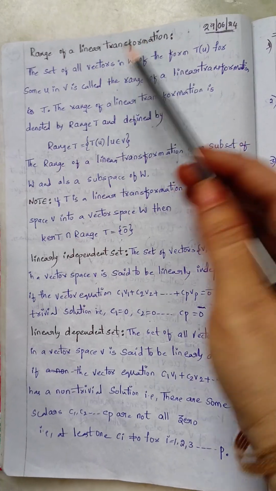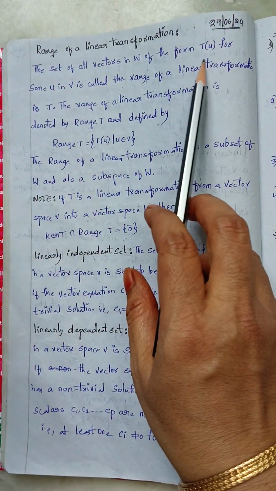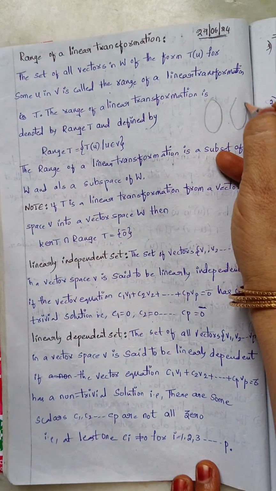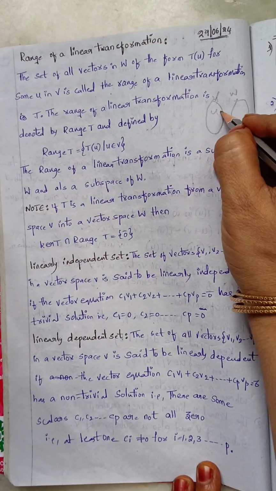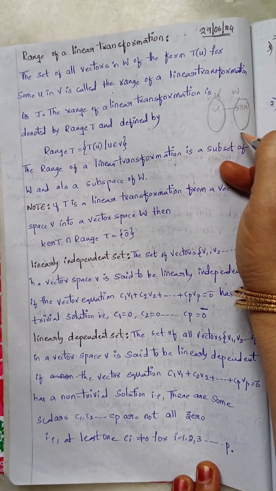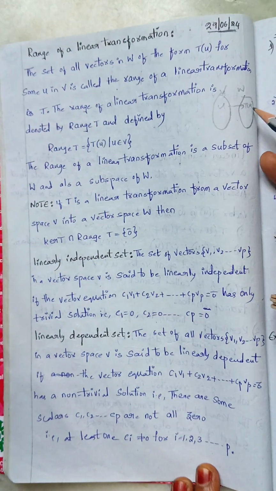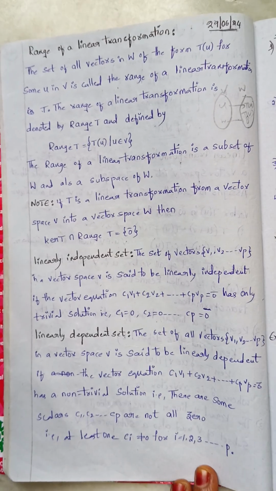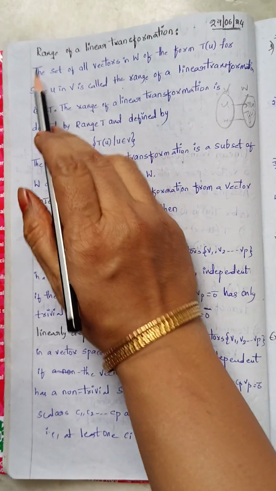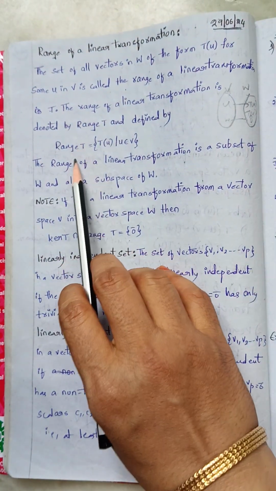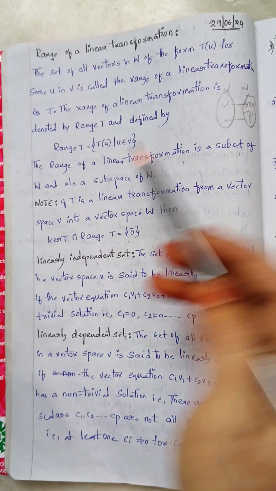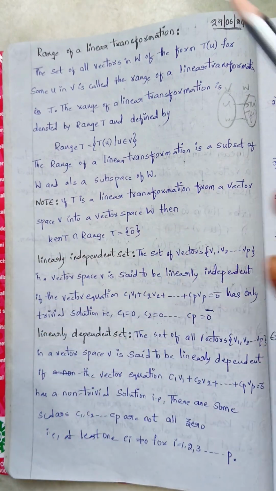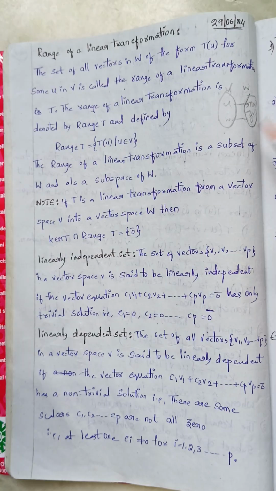Now the range of a linear transformation means the set of all vectors in W of the form T of u for some u belonging to V. See, this is V and this is W. Suppose you take u, then T of u belongs to the range set. These all belong to the range of a linear transformation. So T of u, T of v, whatever they give. Suppose an element of W has image 0 cap, then all these second set elements are nothing but the range of a linear transformation. So range is a subset of W and also a subspace of W, whereas kernel T is a subspace of the first set and range is a subset of the second set.